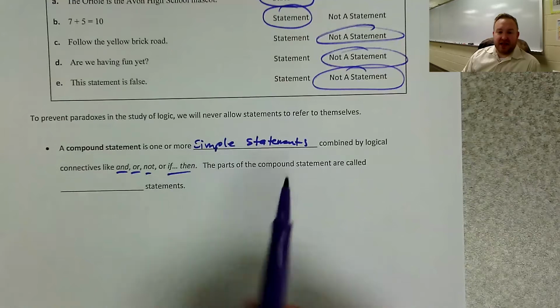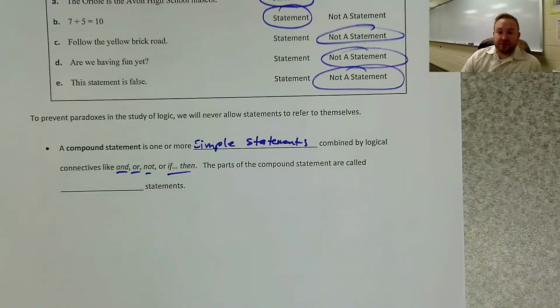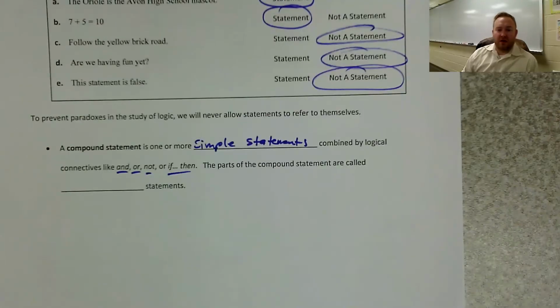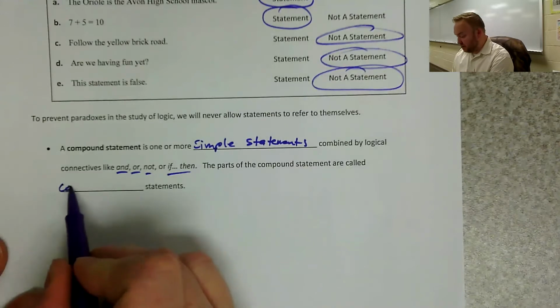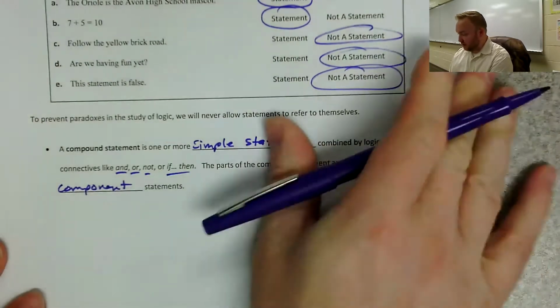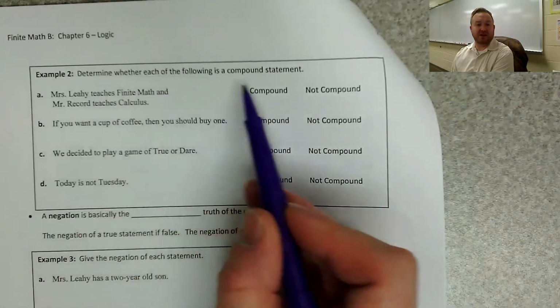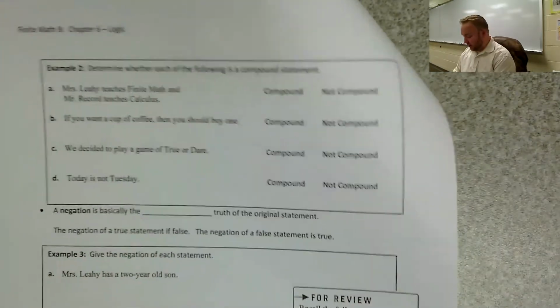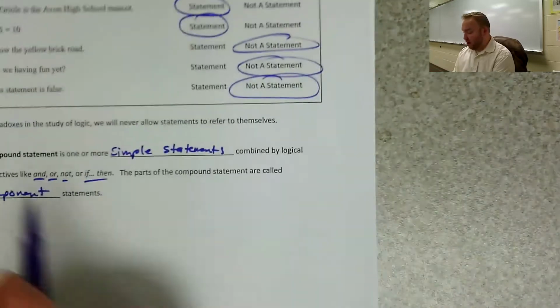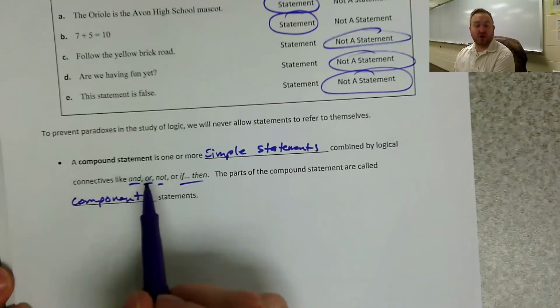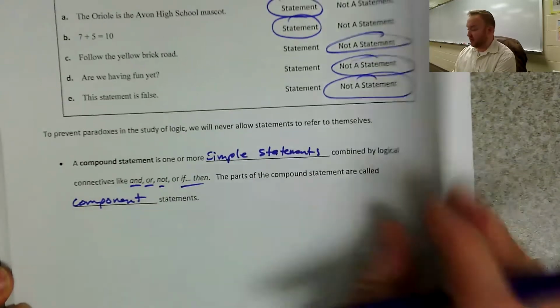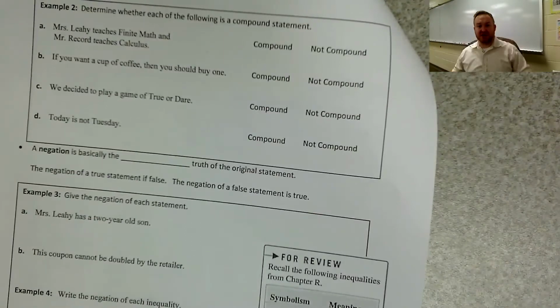The parts of the compound statement are called component statements. So let's start looking at examples of combining statements together. This just asks us to determine whether each of the following is a compound statement. Remember what it means for a statement to be a compound statement. We are joining statements together with and or or, or we throw a not in there, or we put the statement in if-then form. Doesn't matter whether the statement's true or false here, we're just stating whether it's compound or not.